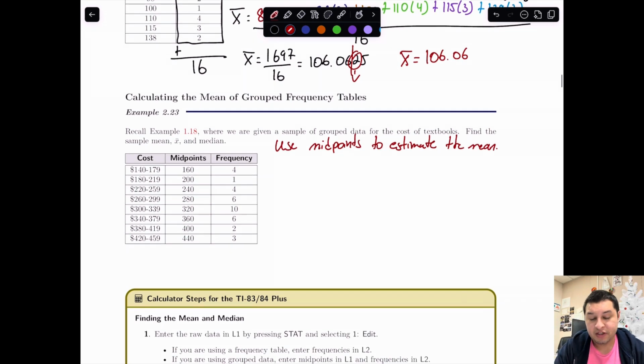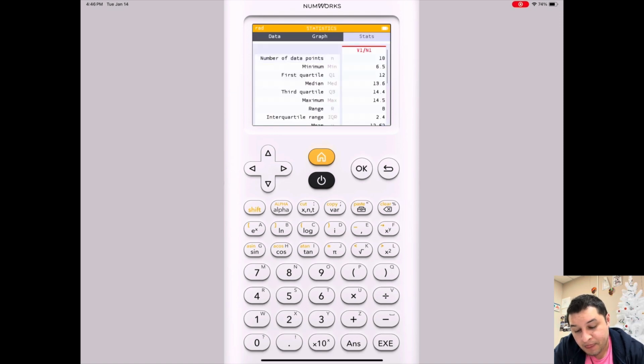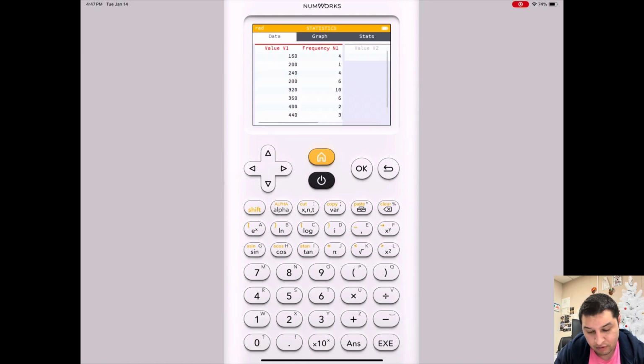Okay, and we're going to put this into our calculator, the NumWorks. We go to statistics, and then all the way over here to data. I'm going to delete all of these and put them in. The first one is 160, and then 200, 240, 280, 320, 360, 400, and 440. Now I'm going to go all the way up and fill in the frequencies: 4, 1, 4, 6, 10, 6, 2, and 3.